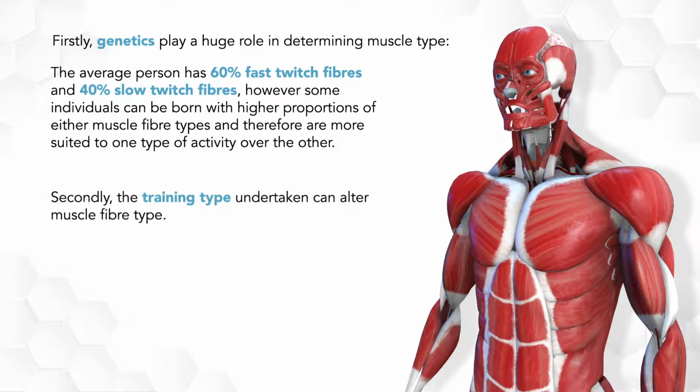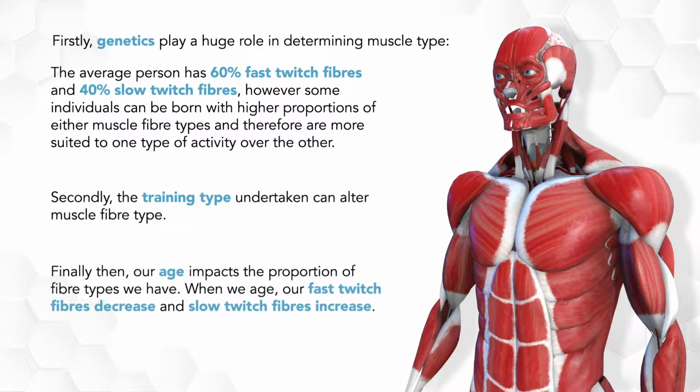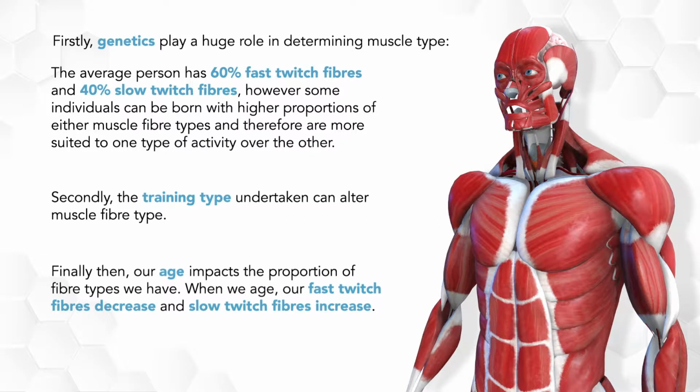Secondly, the training type undertaken can alter muscle fiber type. Over time, muscle fibers will become accustomed to the training they are exposed to, i.e., type 1 may not necessarily change to type 2, but it will become more used to the demands placed on it through strength and power training. Finally, our age impacts the proportion of fiber types we have. When we age, our fast twitch fibers decrease and slow twitch fibers increase.